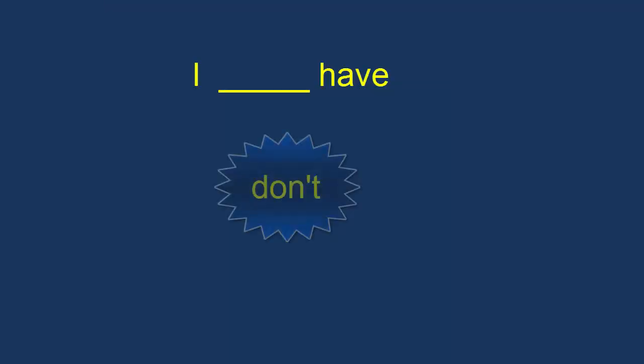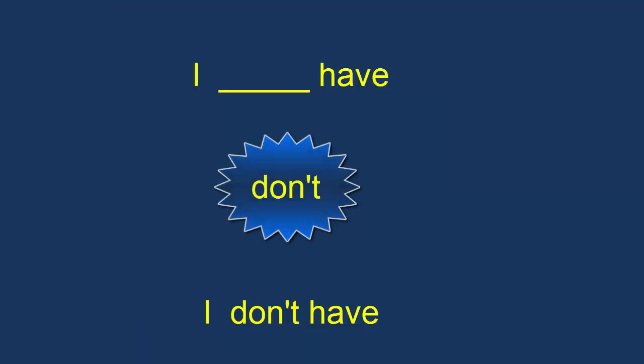Okay, you will put the word don't between I have, which will become I don't have. Now what does it mean? आप क्या करेंगे? I have के दरमियान में don't लगाएंगे, जो बन जाएगा क्या? I don't have. इसका मतलब क्या है? कि मेरे पास नहीं है.